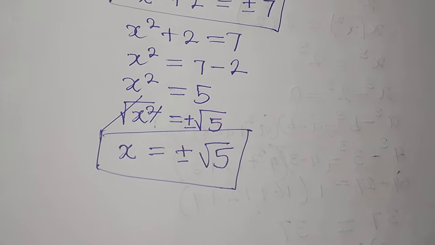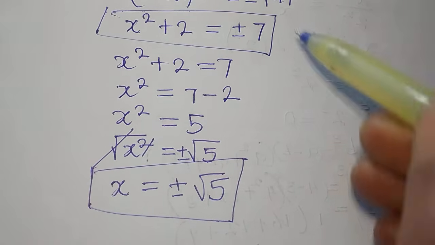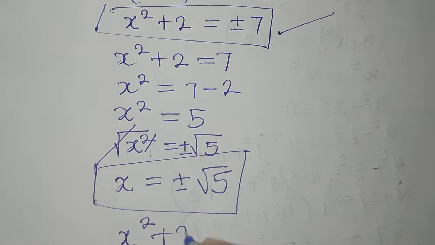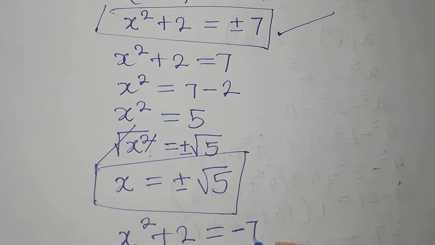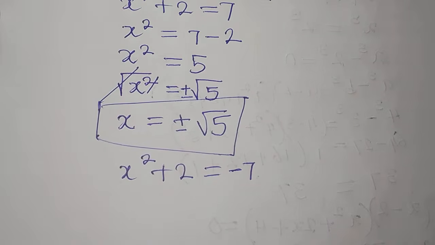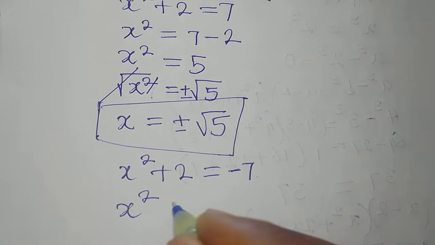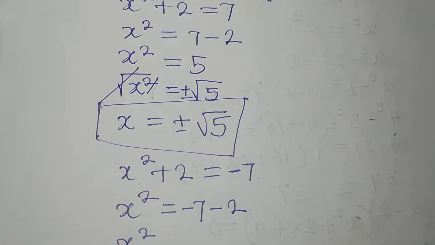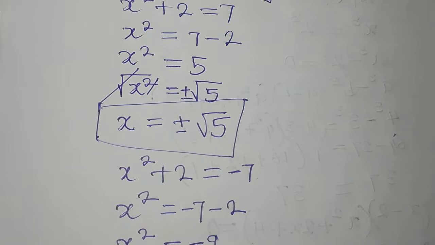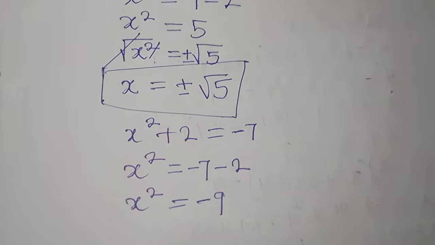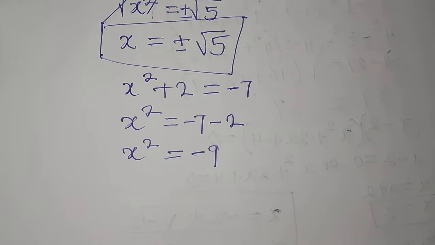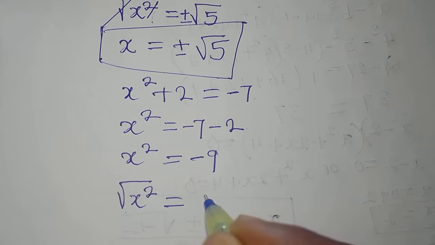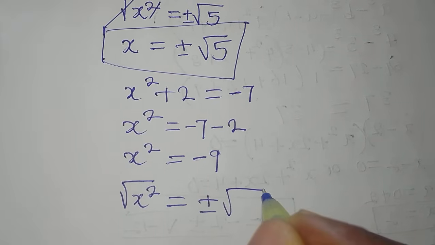Okay, and again from what we left before, from here we're going to have x² + 2 = negative 7. So if this happens, x² will now be minus 7 minus 2, and our x² is equal to minus 9. Guess what we'll do? We'll take the square root of both sides. The square root of x² is equal to plus or minus the square root of negative 9.